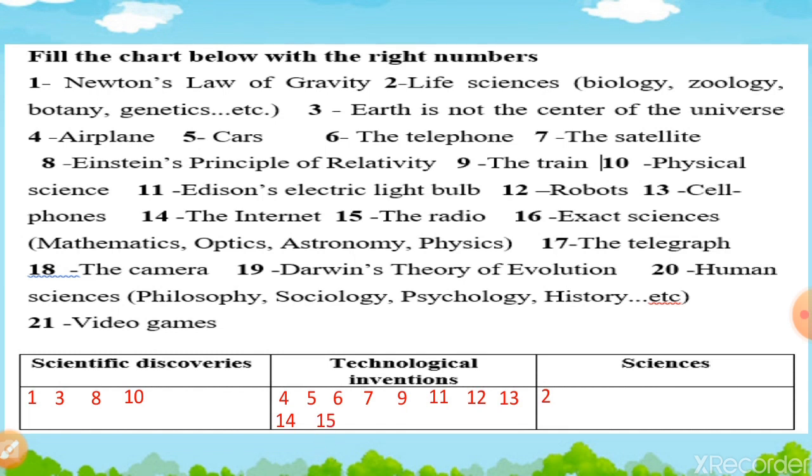Great. Exact sciences like mathematics, optics, astronomy, physics, these are sciences. The telegraph, the camera, both of them are inventions. Darwin's theory of evolution, yes, that's a scientific discovery. Human sciences like philosophy, sociology, psychology, history, these are sciences. Yes, finally we are left with video games, which is of course a technological invention. Great, I hope the lesson is clear and you understand every single item and word.